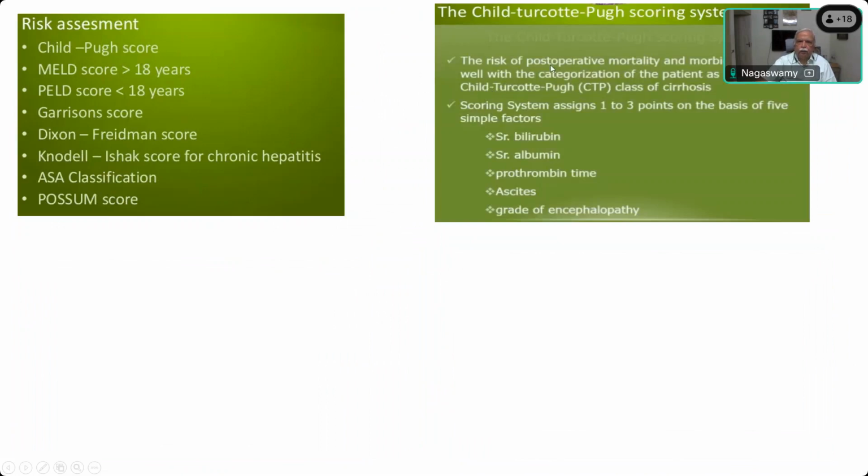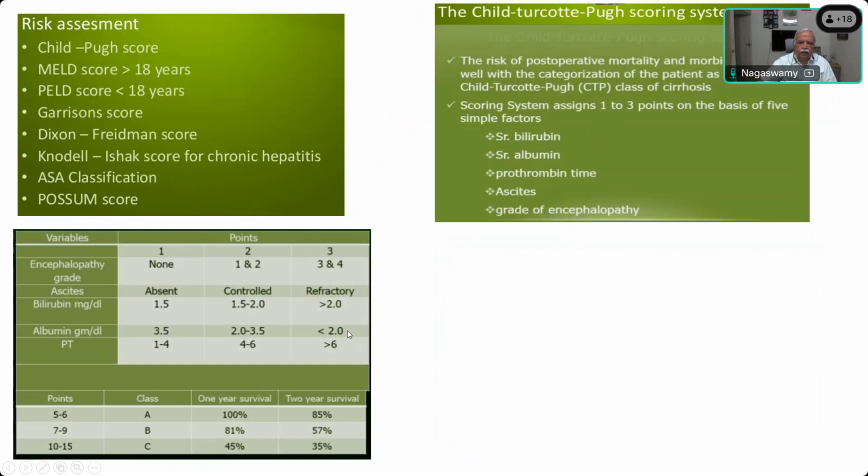So this is the Pugh-Turcotte Child-Pugh scoring system, where it takes into consideration the albumin, bilirubin, prothrombin, ascites, and grade of encephalopathy. Earlier it was nutrition, which has been removed. Sometimes in the viva they may ask you what is the modification that was done. The initial 5 things that were included were bilirubin, albumin, prothrombin, ascites, and nutrition. Nutrition was removed and encephalopathy added. So that was the modification done to this CTP scoring.